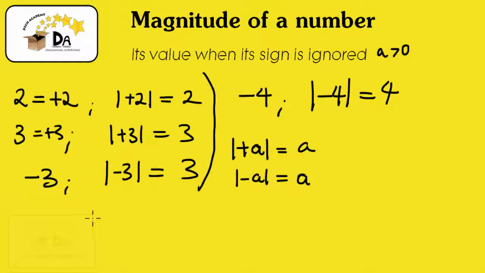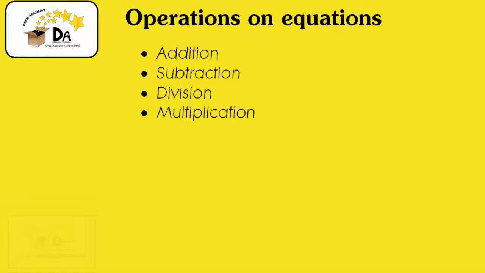I'll do the last one. What's the magnitude of minus 99.99? Simply 99.99. We just ignore the minus sign. Very easy concept. The next concept we need to consider deals with the operations on equations.